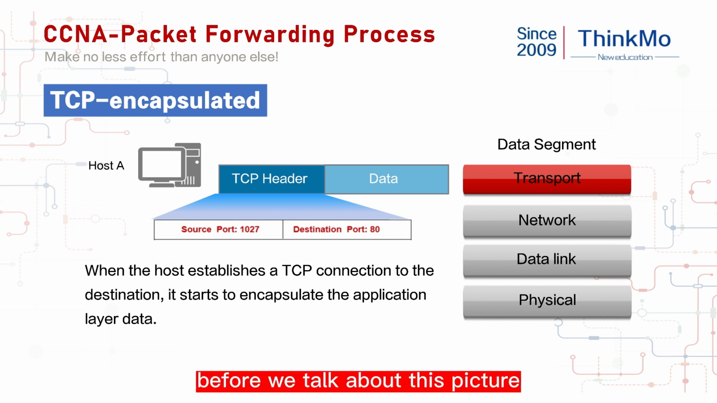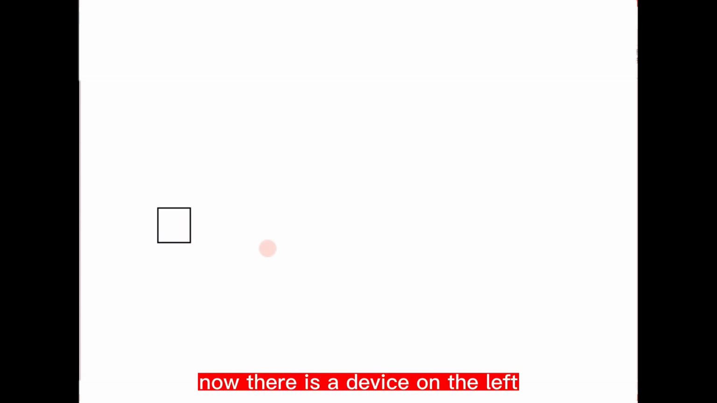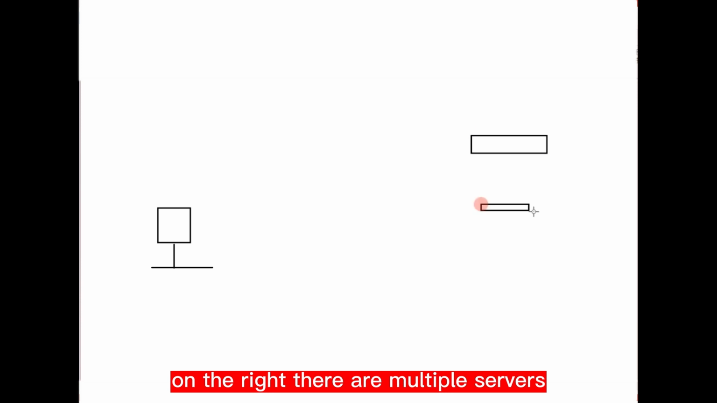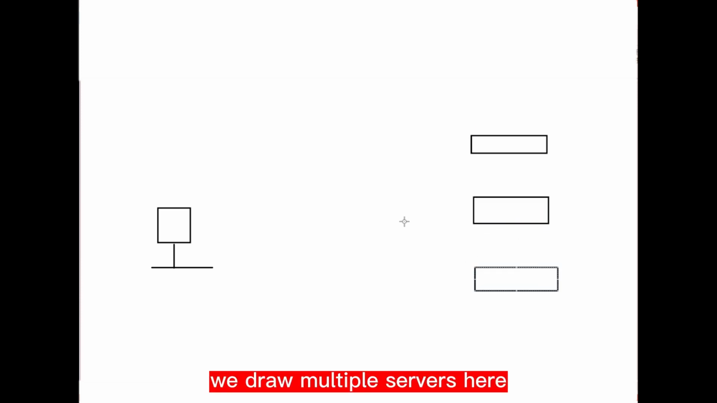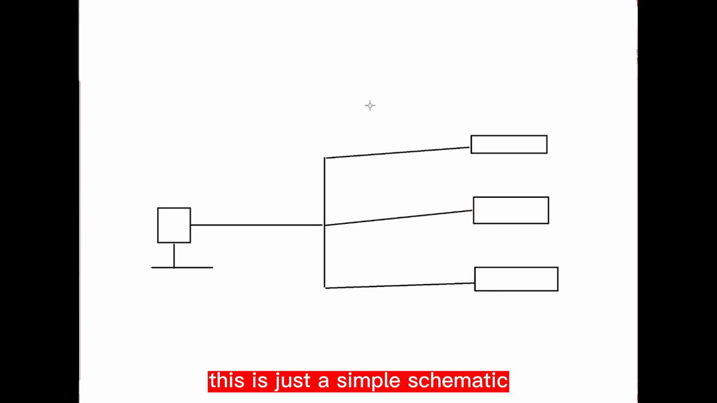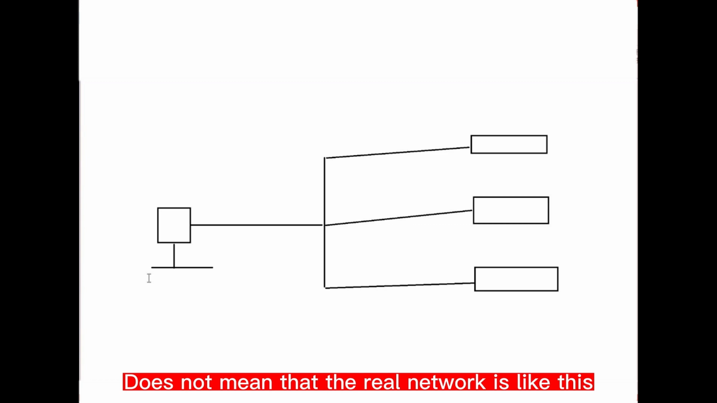Before we talk about this picture, I want to draw a picture. Okay. Let's talk about this in detail. When data is being sent, why exactly is it carrying a port number? For example, now there is a device on the left. This is a host. On the right there are multiple servers. We draw multiple servers here. Then we go to multiple servers in the future for corresponding data access. Now here is a line. There are 3 lines here. Connect separately. This is just a simple schematic. It does not mean that the real network is like this.